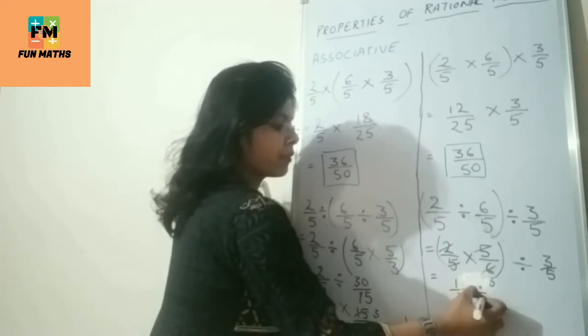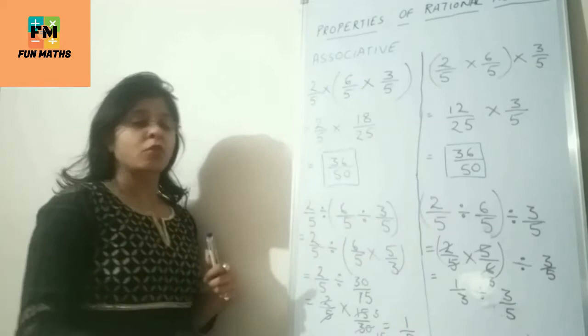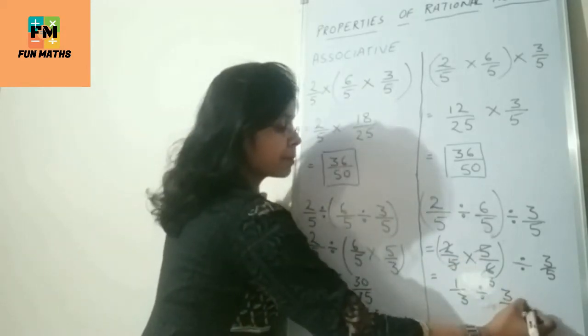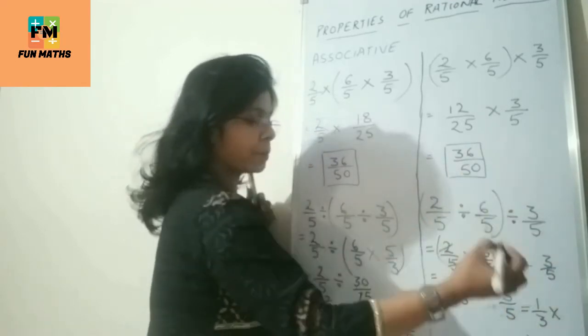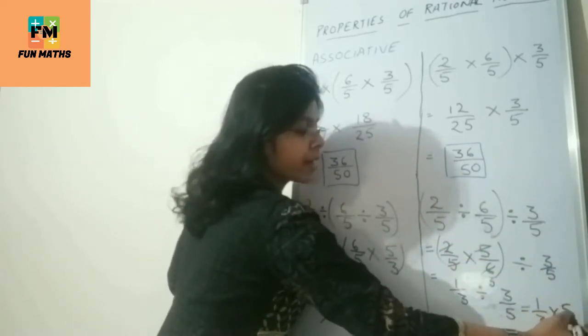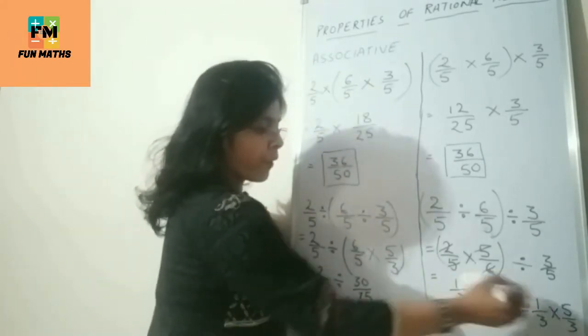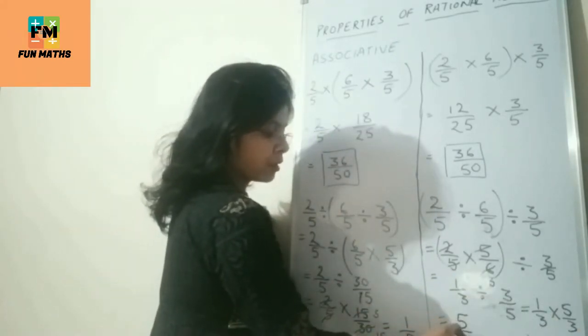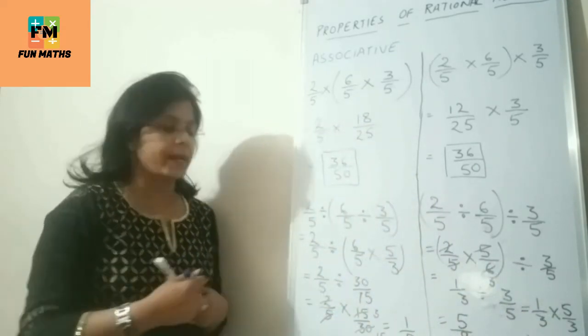Now 1 by 3 divided by 3 by 5, right? Now we know again we have to perform the same steps. 1 by 3 we will be copying, this division symbol will be converted into multiplication, and then we will be writing 5 by 3, the reciprocal of the number 3 by 5, right? Now when we multiply, it would be 5 by 9. So last step, comparison.